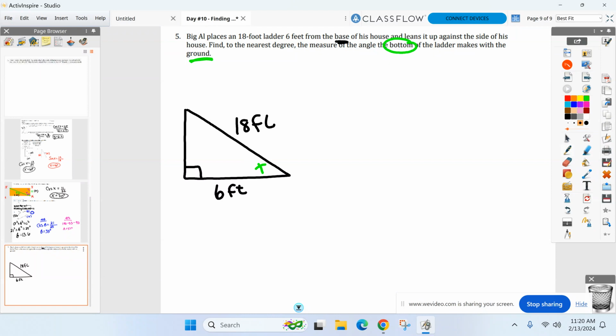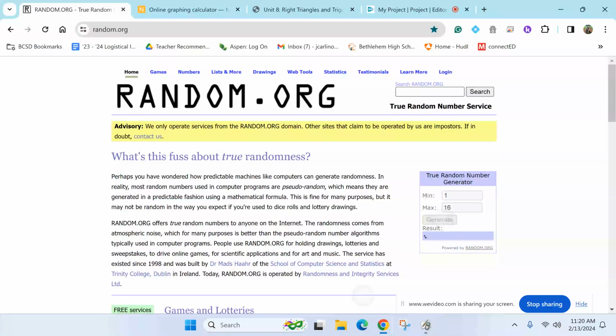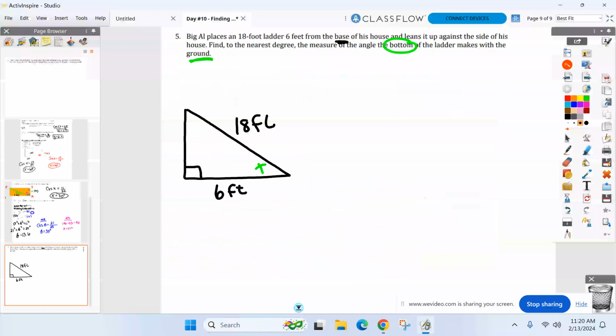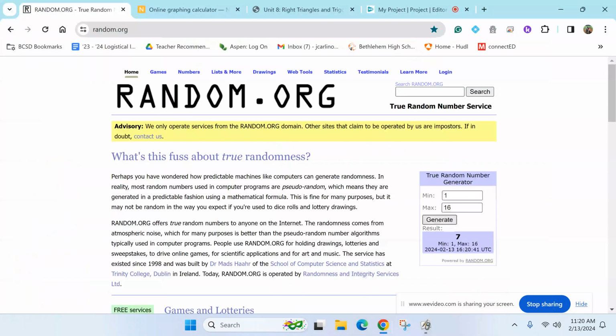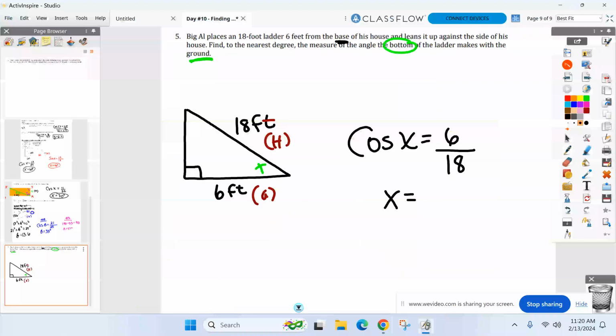All right, just to be on the safe side, what sides am I given? Gianna, back to you. What side is the 6? And how about the 18? There you go. Looks like we're using cosine. 6 over 18. And I just have one more comment before I let you go to your assignment for tonight. Well, first, what is the angle here that we make? Amy, angle? 71. 71 degrees.